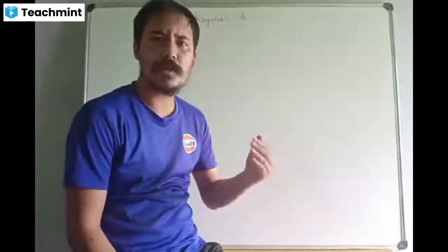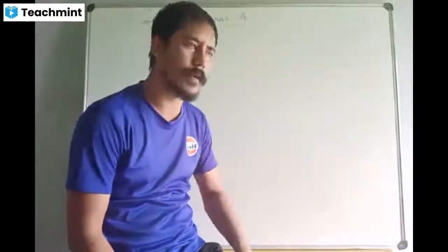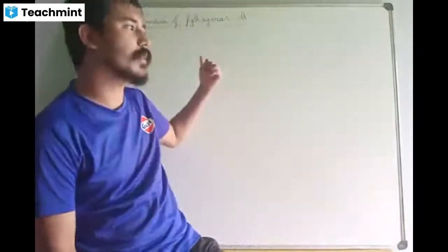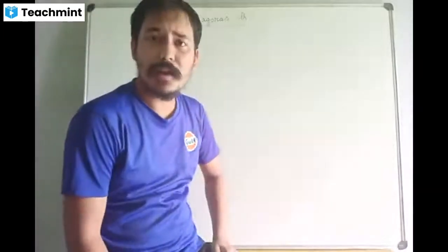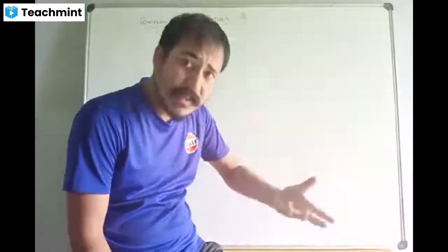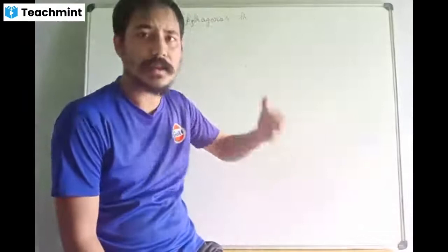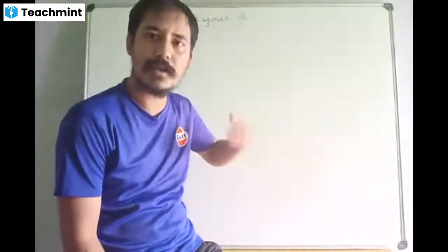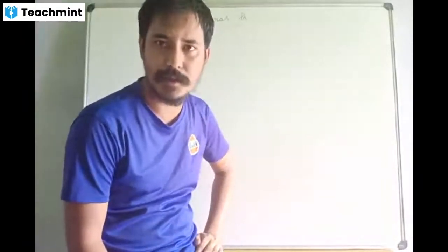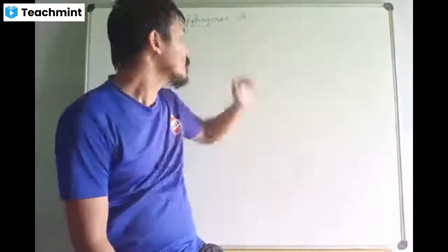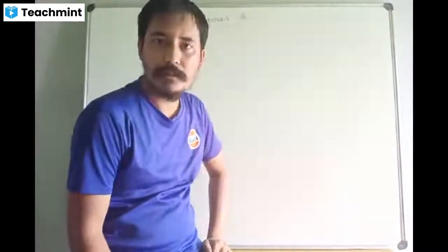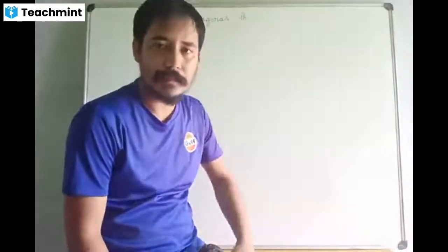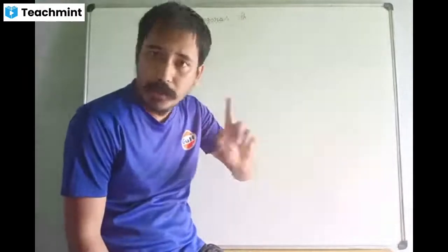Whatever condition was required to prove in Pythagoras theorem, that condition will be given here. Whatever condition was given in Pythagoras theorem, that condition you have to prove here. So you just reverse the statement of Pythagoras theorem. So this converse of Pythagoras theorem states that in a triangle, not a right triangle, okay?